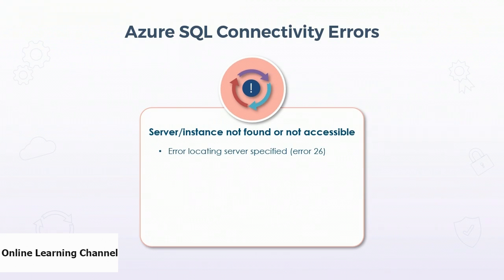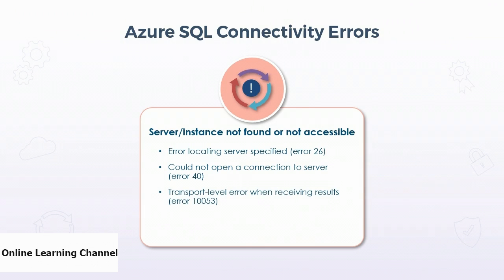Error 26, error locating server specified, means that the server could not be found. A client should check their connection. Other things to check is if the SQL Server name is correct and if your SQL Server instance is configured to allow remote connections. Error 40, could not open a connection to server, is very similar to error 26, and the same things should be checked. Error 10,053, transport level error when receiving results, could mean there are network issues between the client and the SQL Server instance.